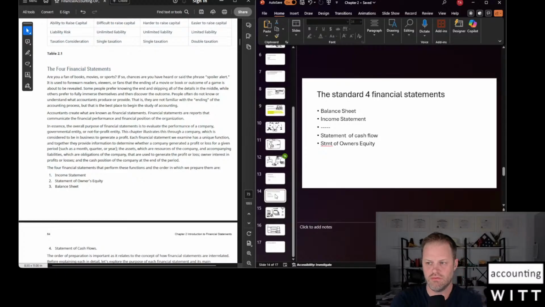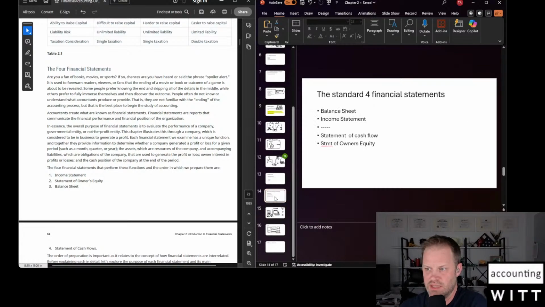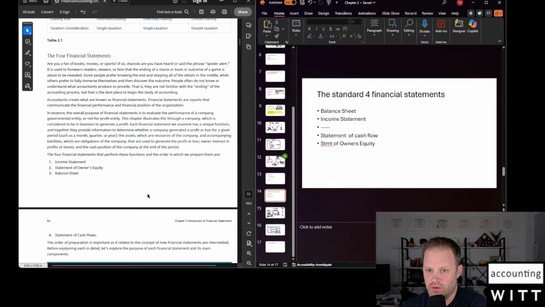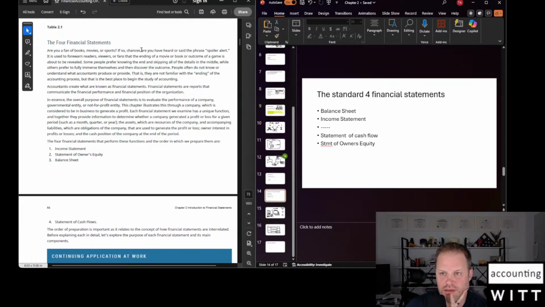All right, so with the 4 standard financial statements, what are they in context? You've got an organization, you've got a journal. They get translated into these statements that are communicated to stakeholders. So what are the 4 financial statements? Balance sheet, income statement, statement of cash flow, statement of owner's equity. All right, what does it want us to know about these? Spoiler alert.